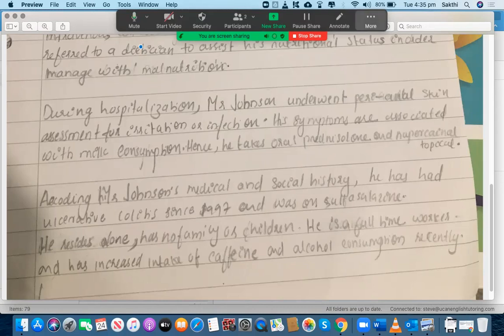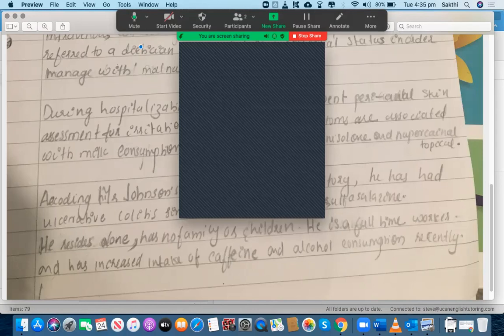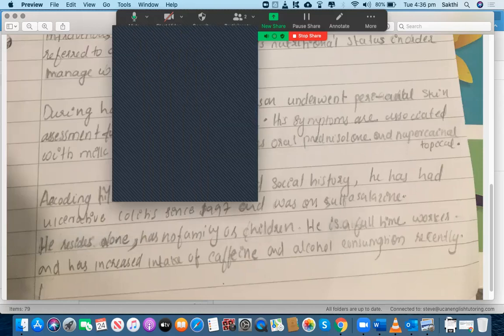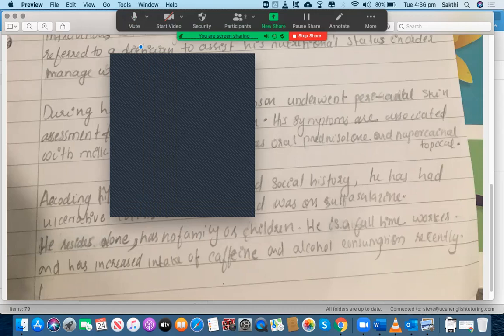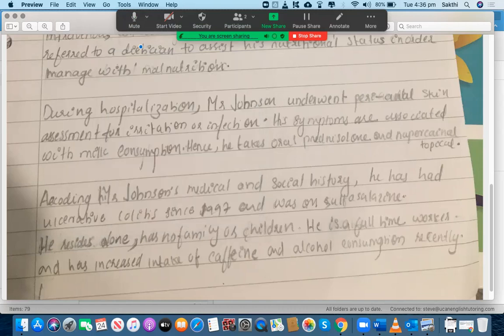So it's going to be like this: as his symptoms are associated with milk consumption, comma, he takes whatever the medication is. You just write down the medications, and that's it.